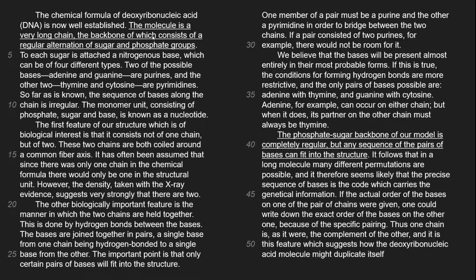So let's read the first one. The molecule is a very long chain, the backbone of which consists of a regular alternation of sugar and phosphate groups. Now, I read that fast on purpose because if you're like me, usually you just read it, blah, blah, blah, and you're like, oh gosh, backbone, molecules. Not everything registers. And that's a problem. You're going to have to go back and read it again and again. Instead, what I want you to do is almost think in bullet points, right? So take those ideas in that sentence and just list out what those points are. Let's try it for this first one.